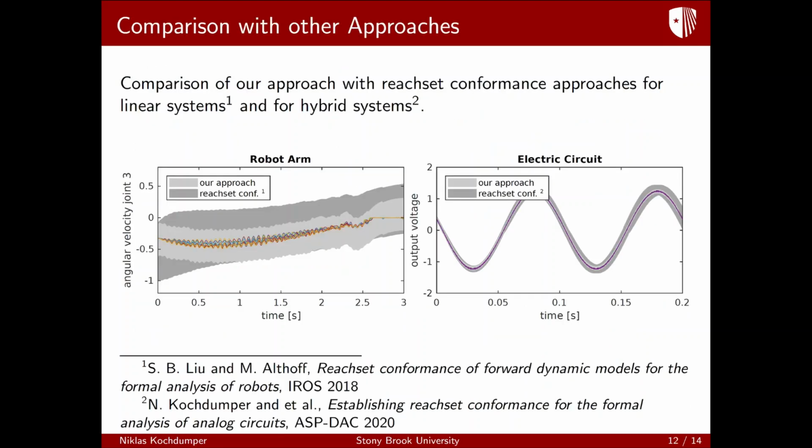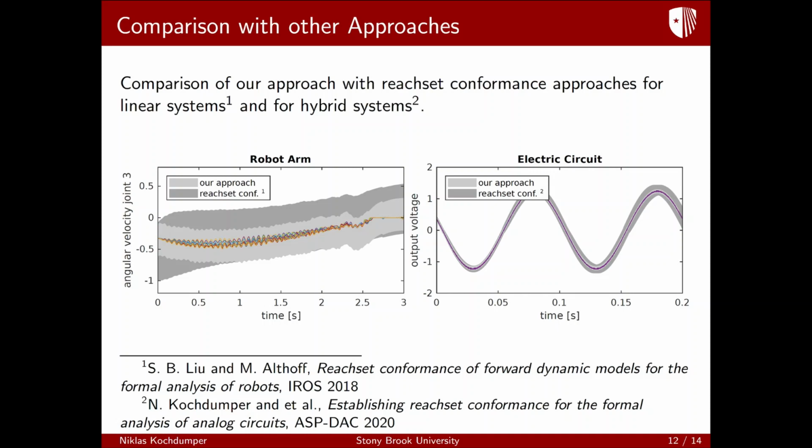We also compared our approach to other approaches for conformant synthesis. In particular, for the robot arm, we compared to an approach for linear systems, and for the electric circuit, we compared to an approach for hybrid systems with linear dynamics. What's shown in the picture is measurements and the corresponding reachable sets of the conformant model. We see in both cases the reachable sets for our approach are tighter.